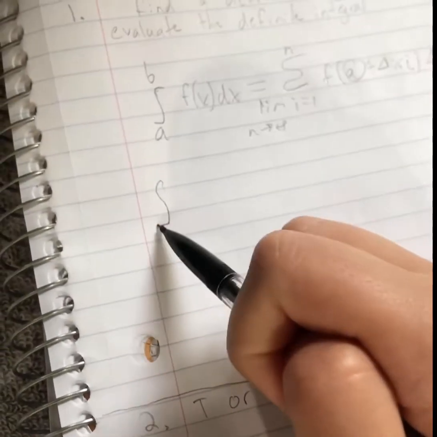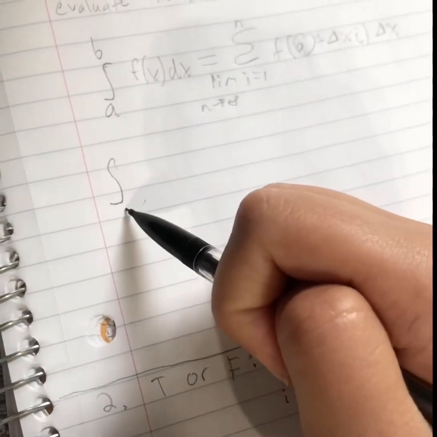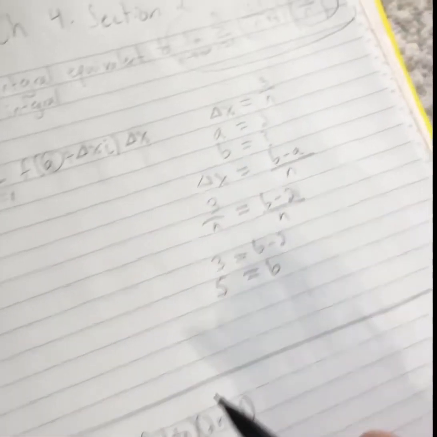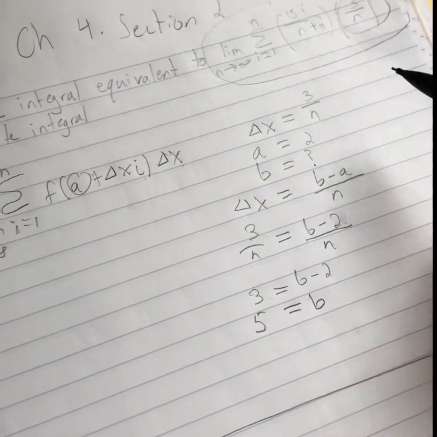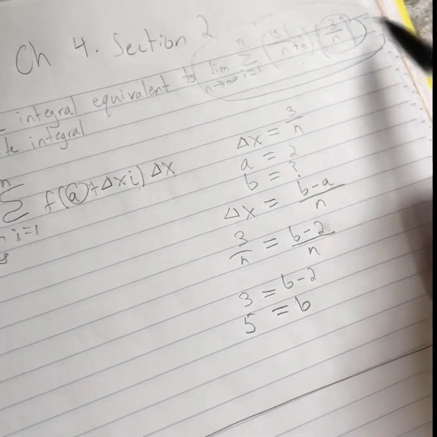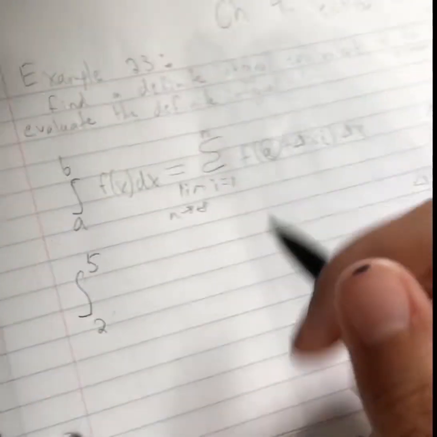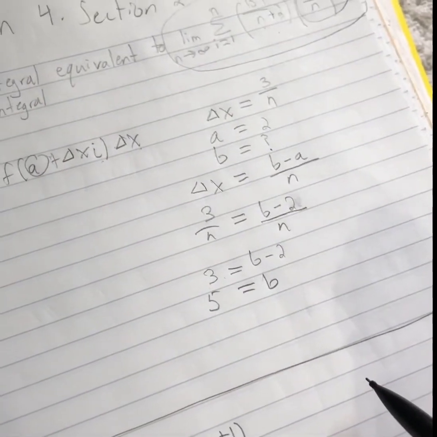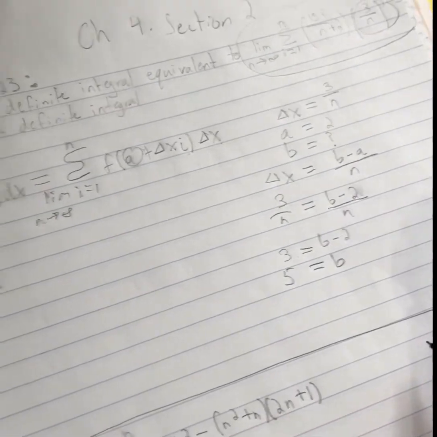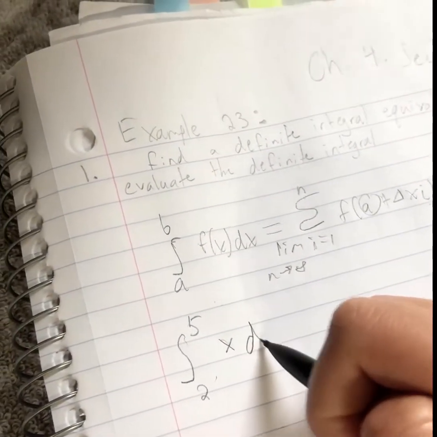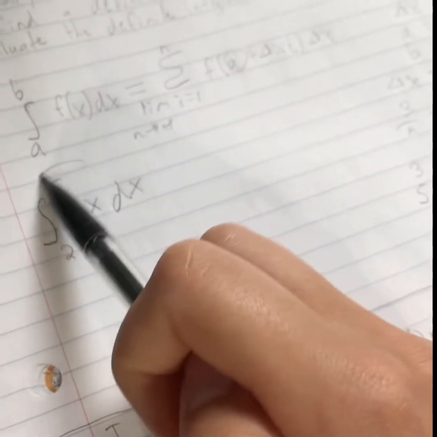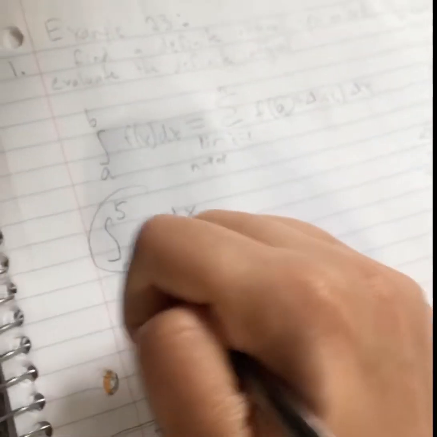So with that, we can start setting up our integral, which would be a is 2, b is 5, and f of x, we can just see that it would be x because there's no square roots or anything like that. So we're going to do x, and then we're going to do times dx. And that would be our integral.